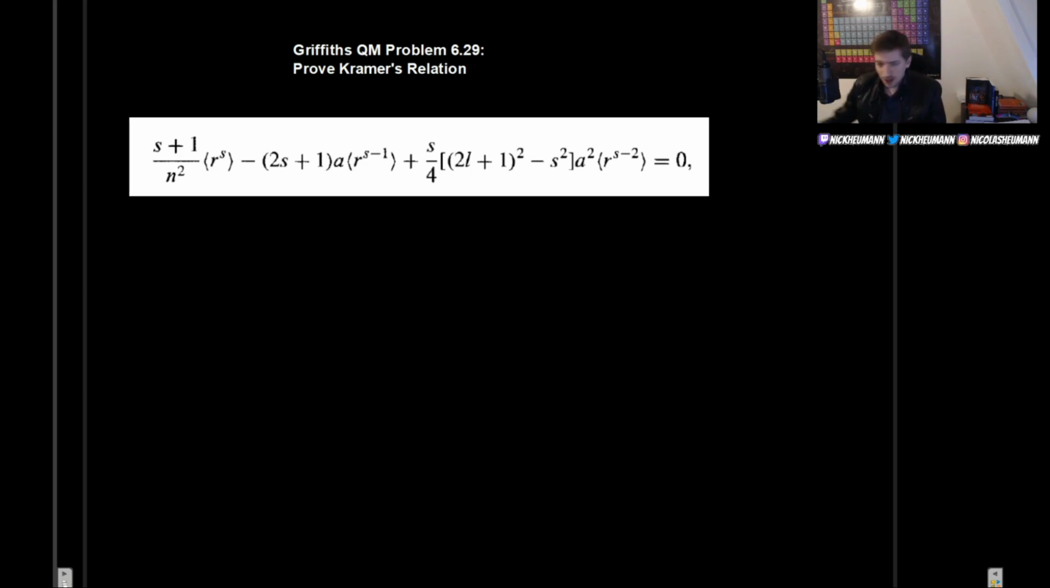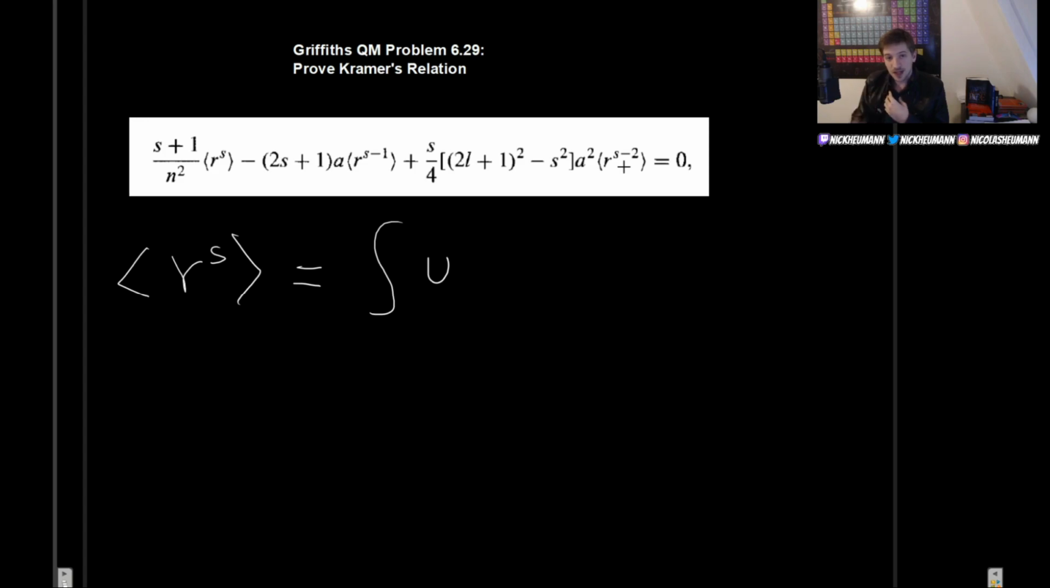But for now, our main goal is to find 1 over r cubed, but that is for a later video. Okay, so how do we go about proving this? Well, let us think about the expectation values. If we have the expectation value of r to the s, what this basically means is that this is the integral of u. What is u? u is this radial function, right?